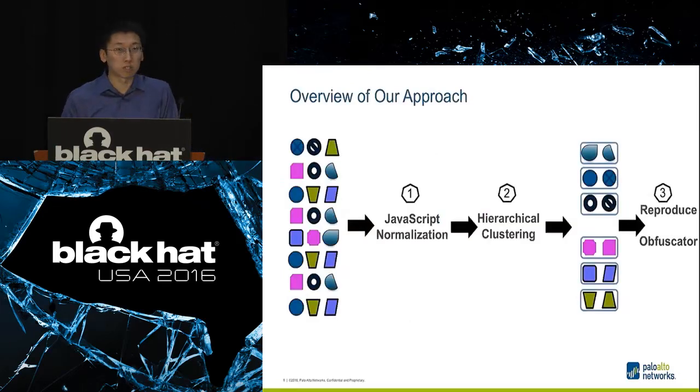Okay, this figure shows the high-level picture of our approach. Given a large sample set, which can be generated by different obfuscator versions or variants during 2 years, we first leverage JavaScript normalization to extract the structure of the script from the sample, and then we utilize a hierarchical clustering model to group the samples in a way that samples from the same cluster are generated by the same obfuscator version or variant. Then we just need to manually analyze samples within each cluster to reproduce the obfuscator and figure out what the original obfuscator looks like.